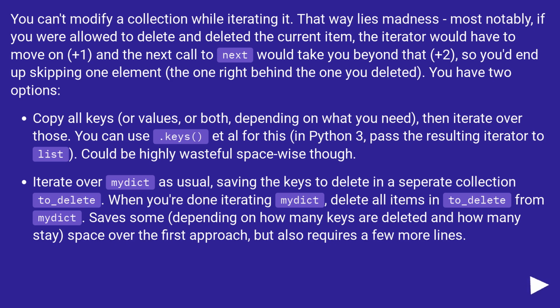Iterate over midict as usual, saving the keys to delete in a separate collection, _delete. When you're done iterating midict, delete all items in _delete from midict. Saves some space over the first approach, depending on how many keys are deleted and how many stay, but also requires a few more lines.